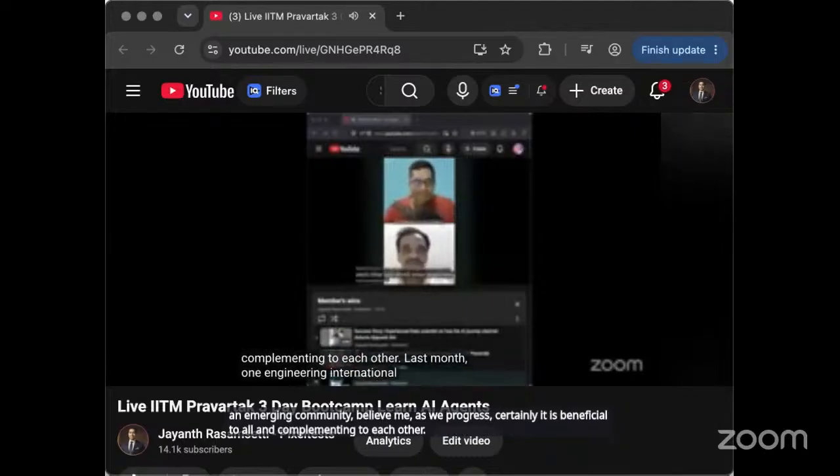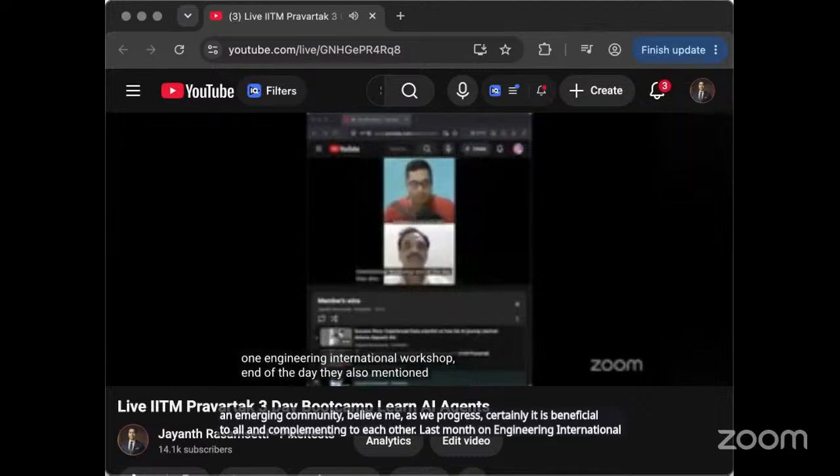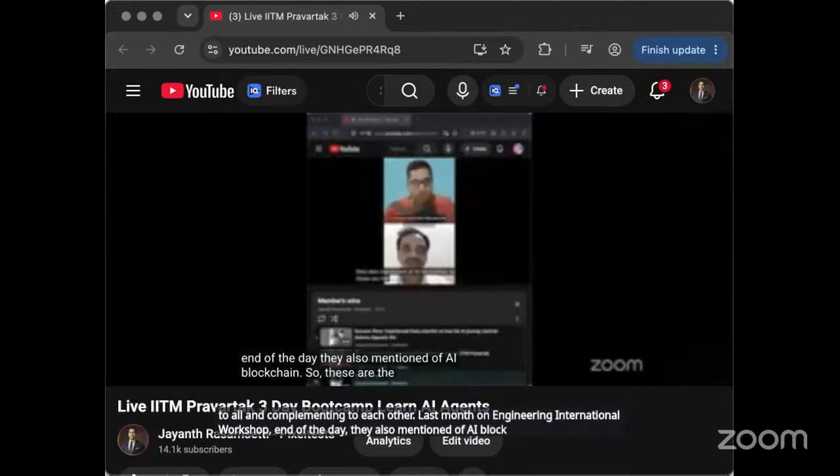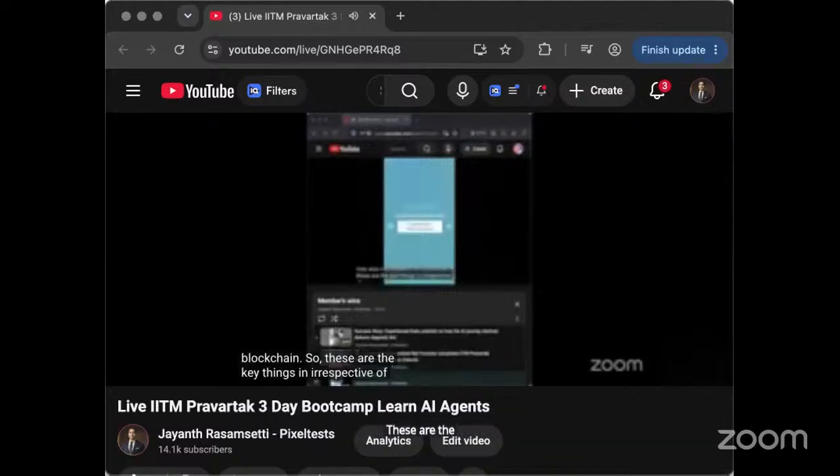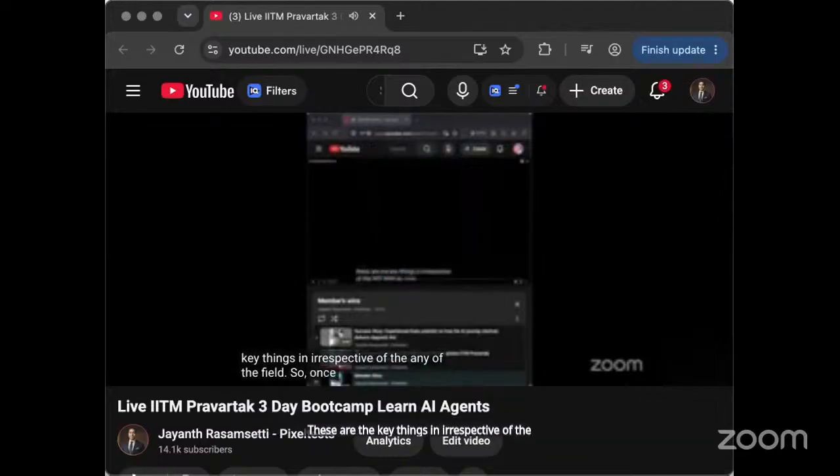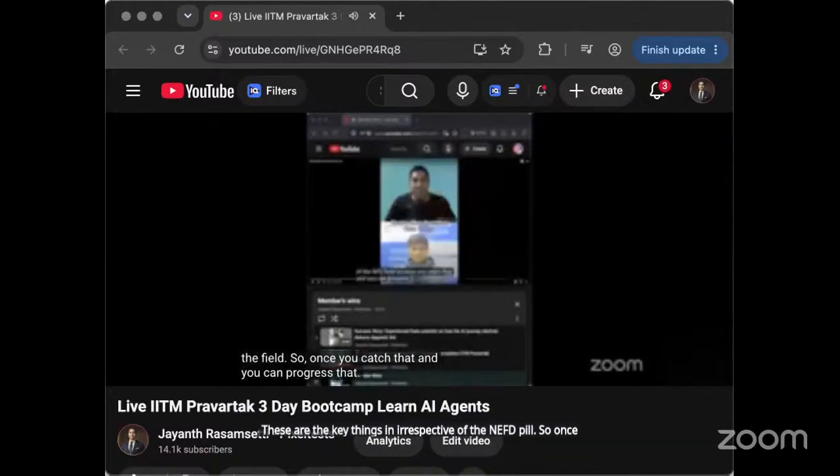Last month at an Engineering International Workshop, at the end of the day, they also mentioned AI and blockchain. These are the key things irrespective of any field. So once you catch that, you can progress.